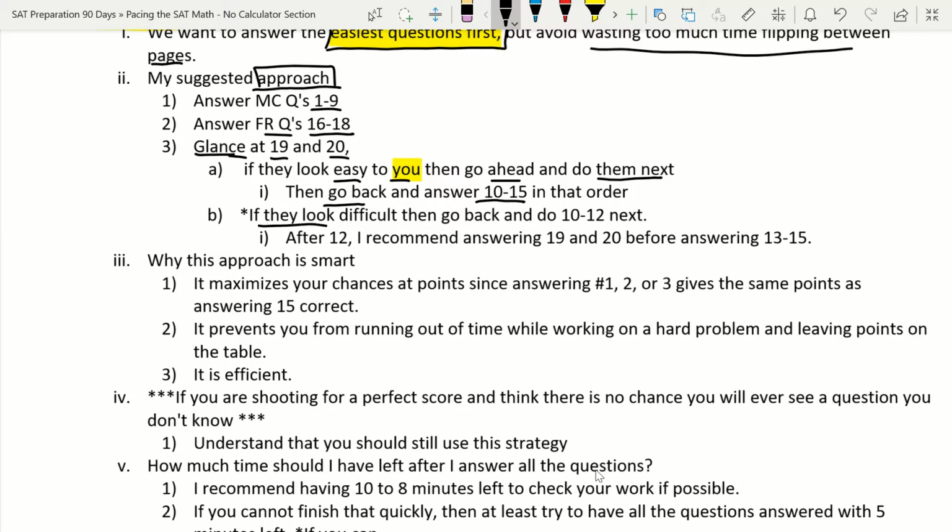Now, if they look difficult and they look like they're going to take a long time to solve, or you're not sure how to solve them, then go back and do 10 to 12 next. In this case, you didn't do 19 and 20 yet. They looked difficult, so you went back and did 10 to 12. After you do 12 though, I recommend going back and answering 19 and 20, if you do know how to do them and they just look like they take a while to solve, before answering 13 to 15, because 13 and 15, once again, tend to be the most difficult questions on the SAT math without calculator section.